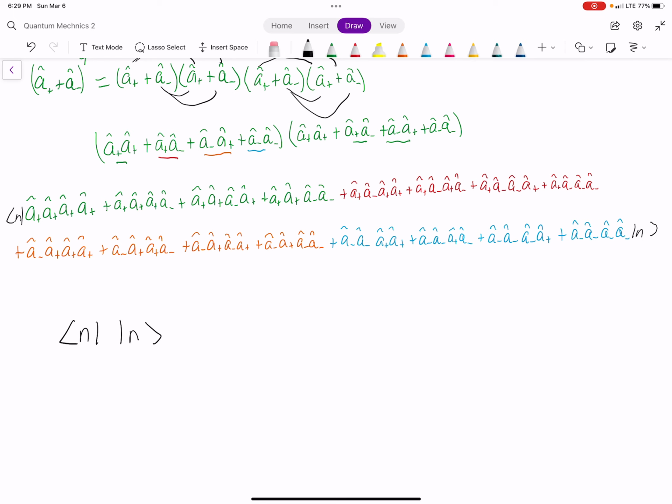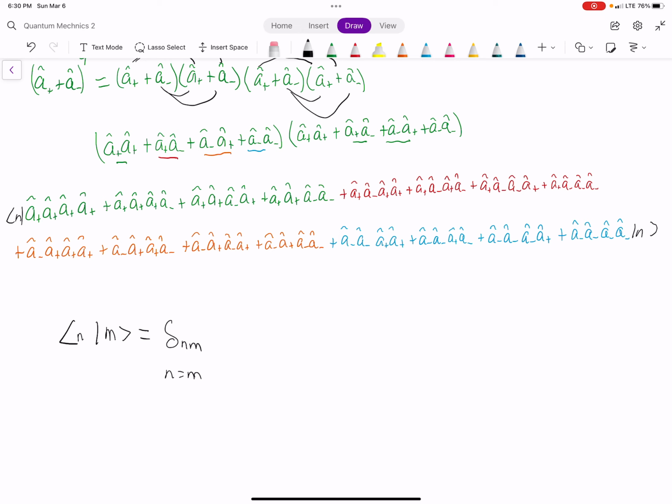All right, so why am I emphasizing that so much? Because if I call this NM, this is the Kronecker delta NM. In other words, all these other terms will be 0 except for the ones where n equals m. When n equals m, then it's just 1.